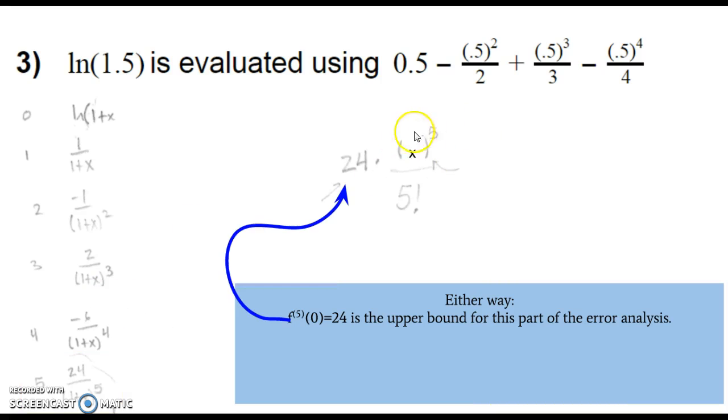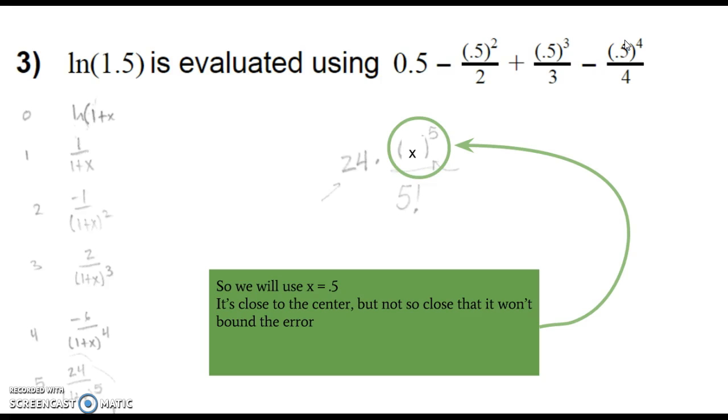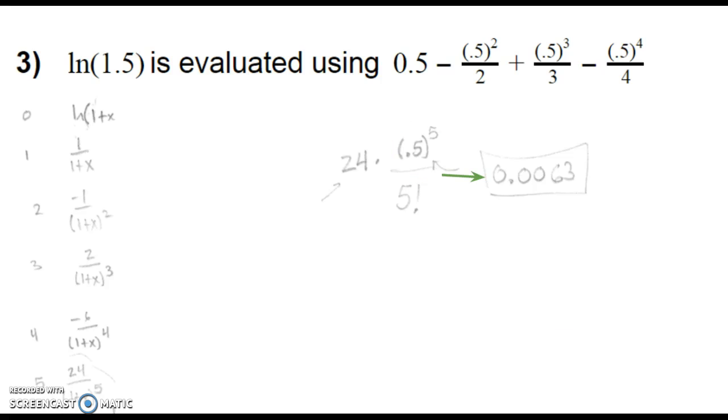Now we have to figure out what's happening with this part, and this part's always the same thing over and over. You basically want to make sure that you have an x value that's as close to the center as you can get, but still hitting all your relevant x values. So for this one, you pretty much are always putting in the largest x value that you need to worry about, which in this case is 0.5. So I want to use that. If I plug that in and do my calculations, that's my answer, and that means that this approximation will be within 0.0063 of the natural log of 1.5.